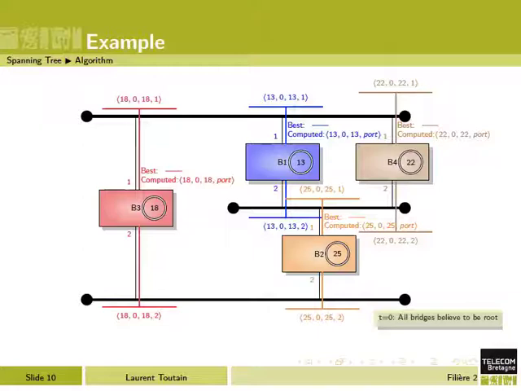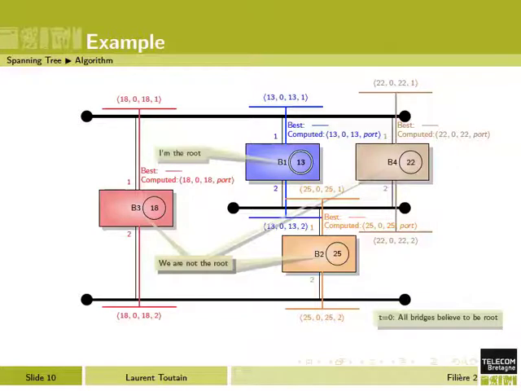And of course, they are listening to the traffic. B3 will not be very happy because he will receive a message that is smaller than what he sent. He said 18, and he received something with 13. So 13 is better, and he says 13 is the root. He will receive something from 22, and he says, I don't care, I'm smaller than 22, but 13 is the root. So 13, the blue bridge, will never receive something better than the message he sent. Nothing is less than 13. So he says, I'm the root, and all the others say, we are not the root.